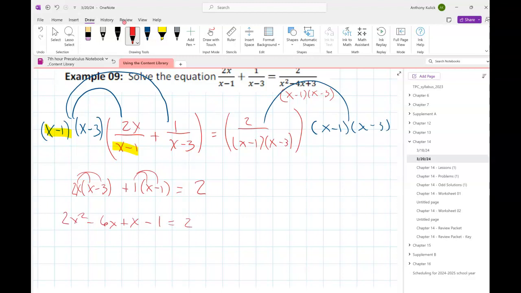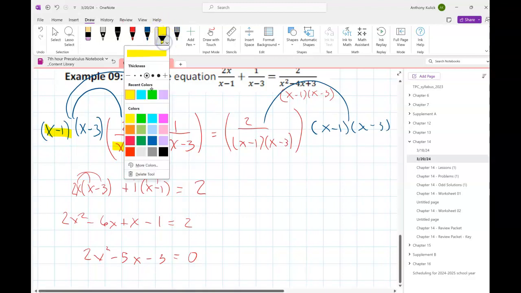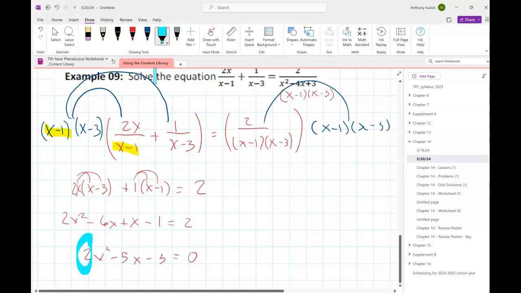Cool? Combine like terms and move everything onto the same side. There's my quadratic. Uh-oh. What do you notice about this quadratic? It's not helpful. The leading coefficient isn't 1. Oh no! So you could still try to factor this, but it requires that longer kind of factoring.